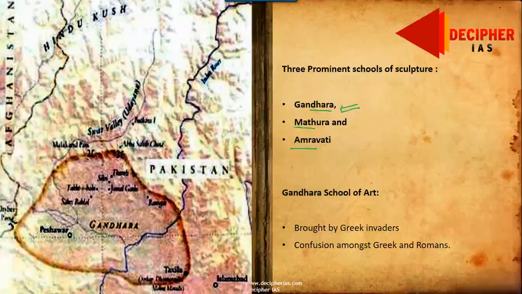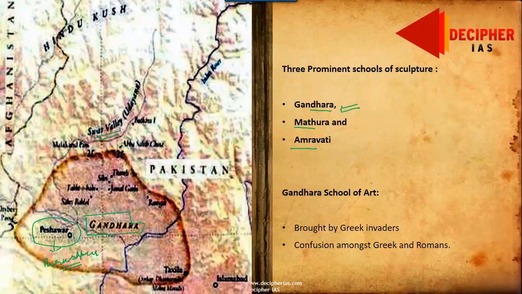Gandhara was situated in ancient times near the Pakistan and Swat Valley border. As you can see, there is Swat Valley. This was Peshawar in Pakistan. Purushpur was the ancient name of Peshawar, Purushpur, the city of man. And this is the location of ancient Gandhara.